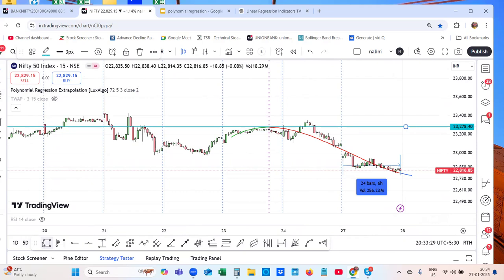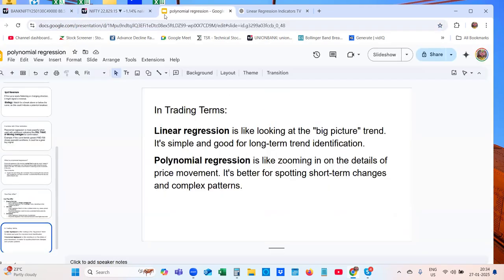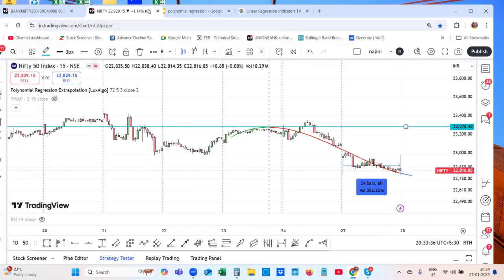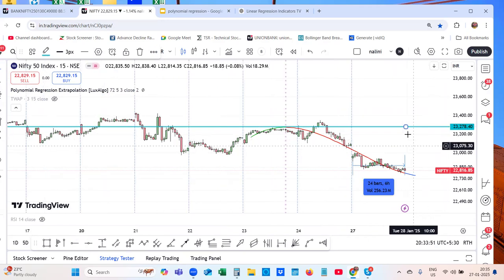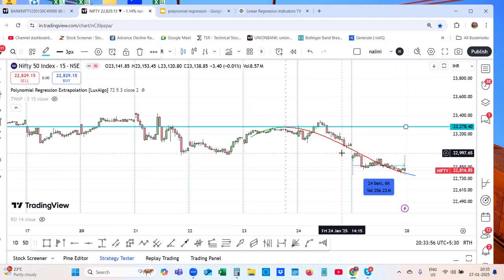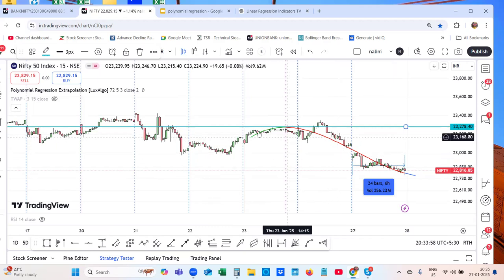Let me take the tool. I'm not able to take the tool. Is it possible? No. Anyway, you can write it down. Text also I'm not able to. Anyway, 23,274 is your reference point. Anything below that, price has already started showing weakness because it has curved down.